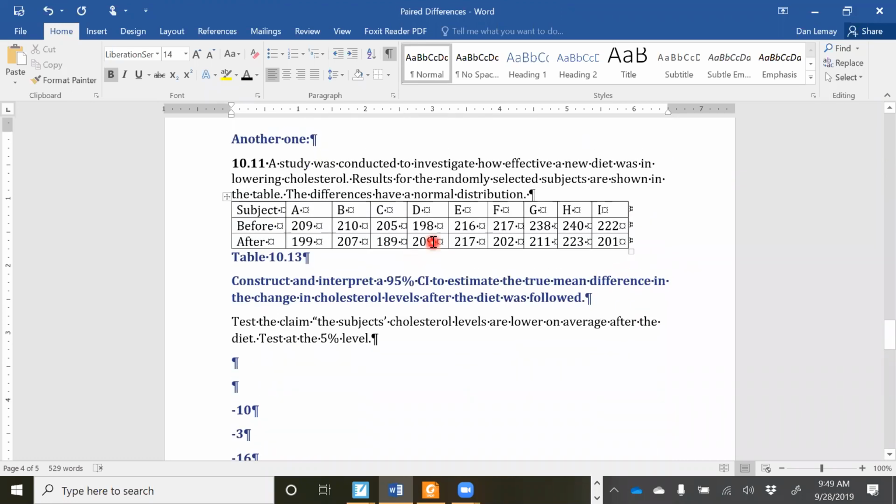So I guess what we need to do now is construct and interpret a 95% confidence interval. Usually 95 is kind of the default. The nice thing about the applet is you can change that level to anything. Marple Math does that. They'll ask you some weird confidence intervals.